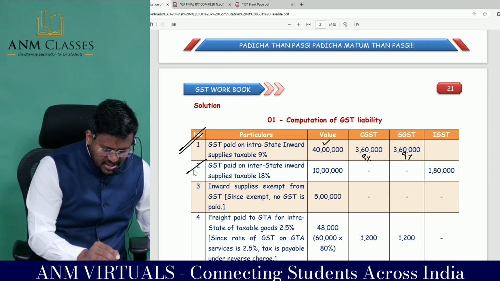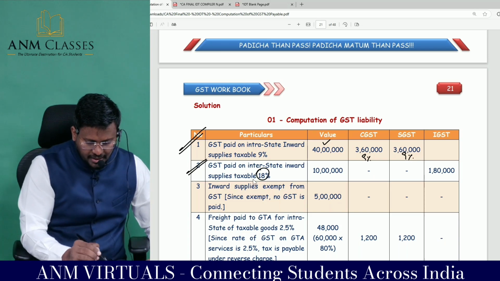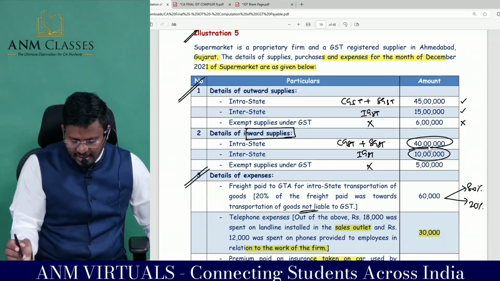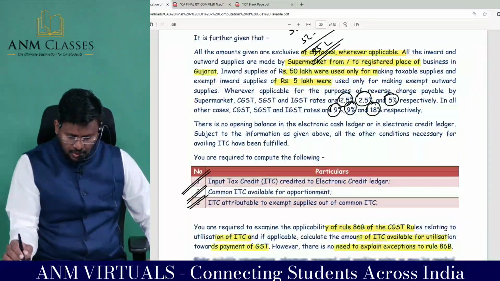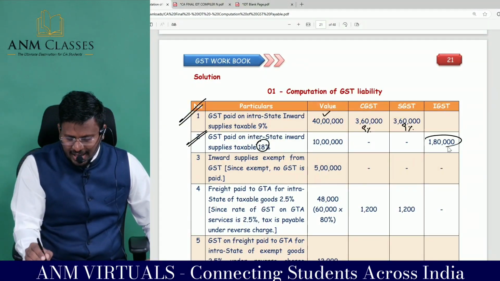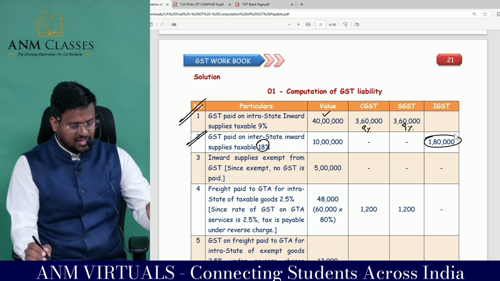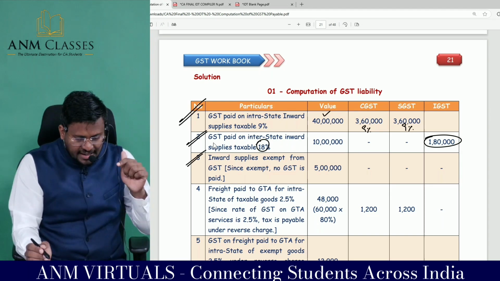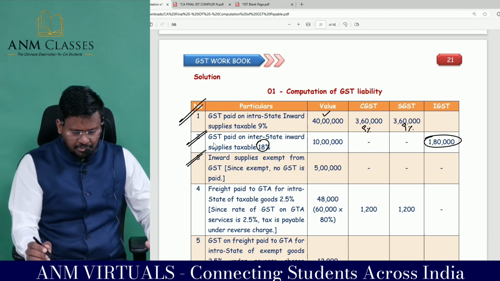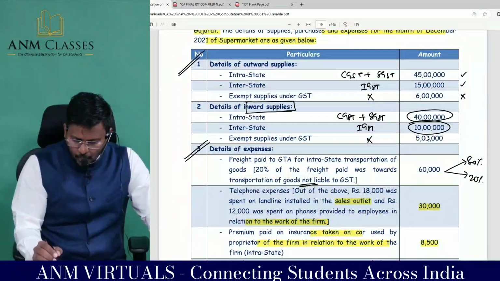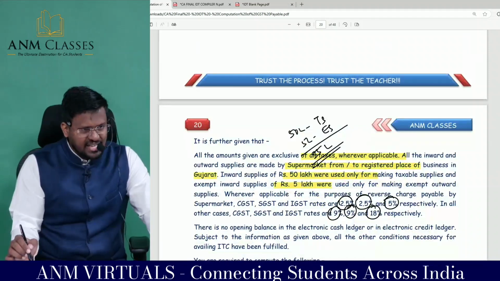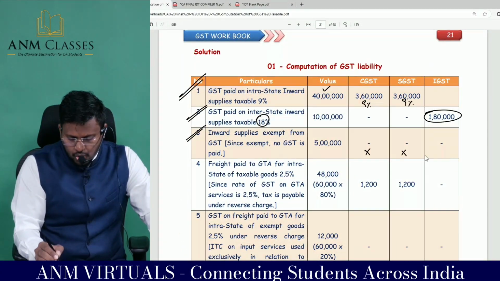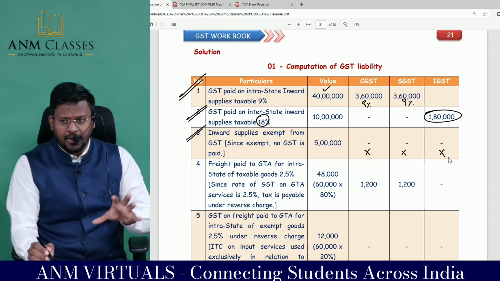Now, next one. GST paid on interstate inward supply. Taxable at how much percent? You tell me what is the interstate supply? 10 lakh. 10 lakh into how much percent? So they would have paid 1,80,000 as what? IGST can be taken. Now inward supply exempt from GST. Since it is exempted, no GST would have been paid. Tell me what is the amount? 5 lakh. Since it is exempted at the time of procurement, they would not have paid any GST. So nil. Are you comfortable on purchases?